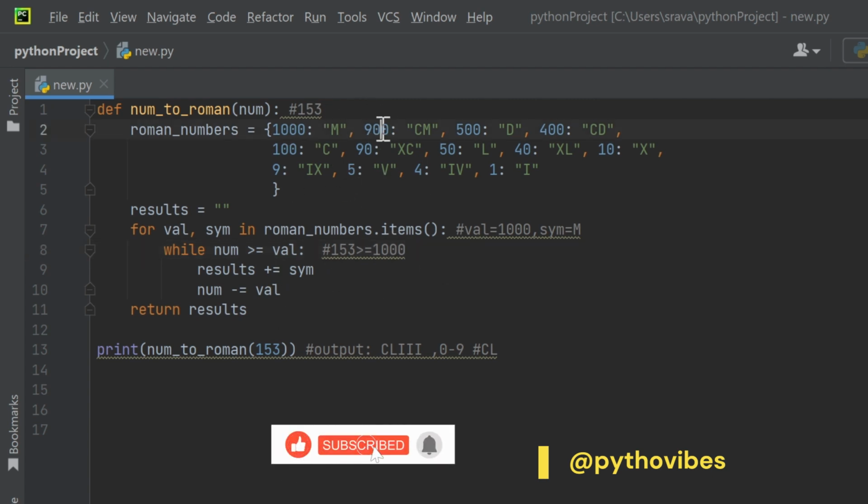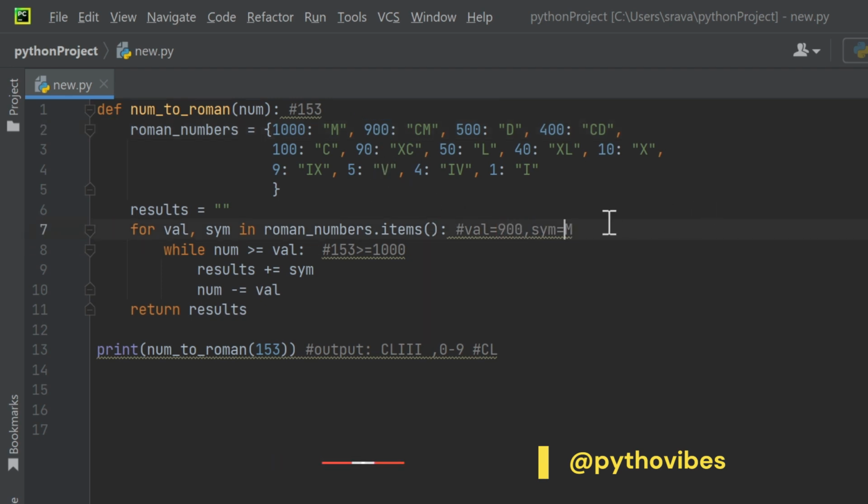Next it will go to the next iteration, where we have 900 as a value and CM as our symbol, and it checks whether this 153 is greater than or equal to 900 or not. No, it is not. And it goes to the next iteration. Here we will get 500 and D as our symbol, and it checks whether this 153 is greater than or equal to 500 or not. No, it is not. And so on, it will check till this 100. For 400 also, it won't be satisfied, and we will move on to the next key value pair, which is 100 and C.